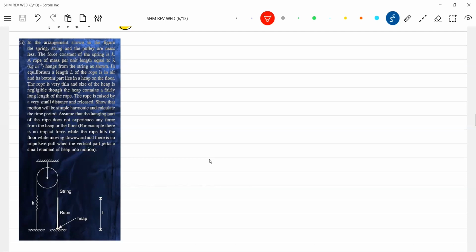There is no variable mass concept. That's what he's trying to say there. Because the heap will experience a force, the rope will also experience a thrust force. Neglect all those things is what he's saying. Well, let's not bother about that one.